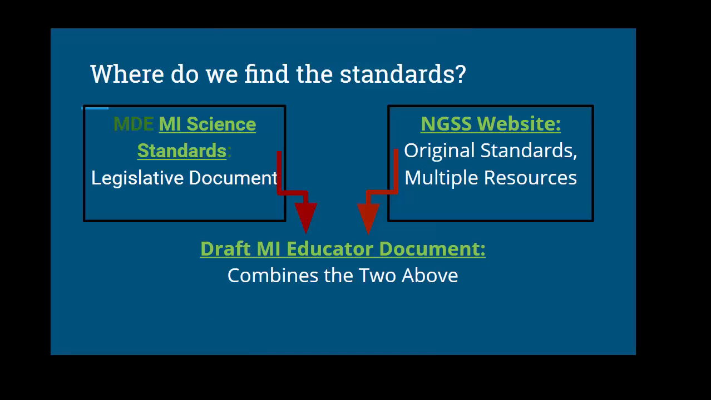So where do we find these standards? Well, we have a few different places. MDE has provided 2 documents, both the Michigan Science Standard document as well as a draft Michigan Educator document. I do want to show both of those to you so that you understand the difference between this Michigan MDE regular science standard that actually were adopted and the Educator document.